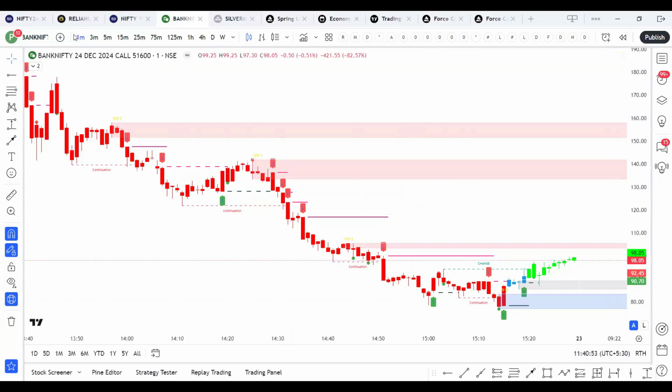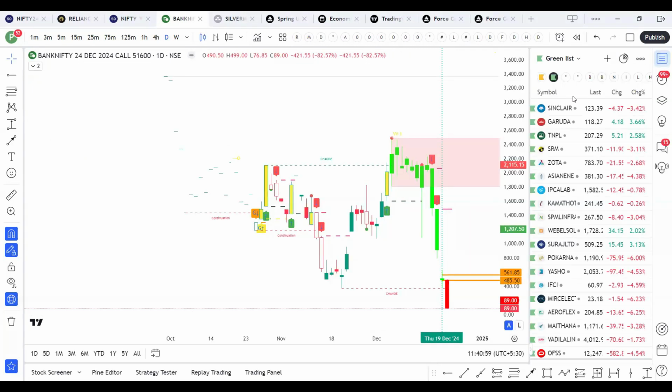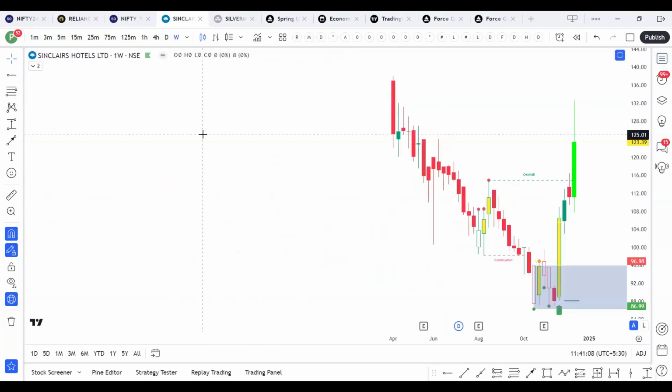And what do you want to know about multi-time frame analysis, sir, for investment purposes? Cash trading. Cash trading, multi-time frame analysis.